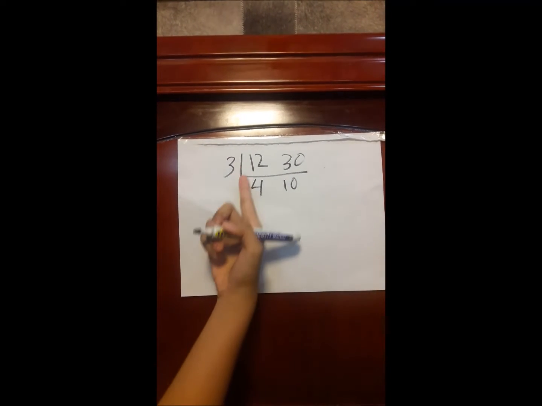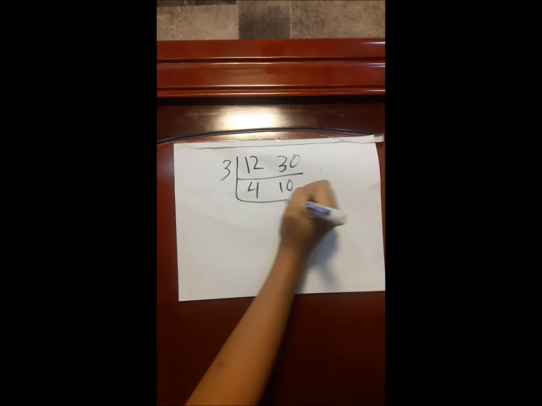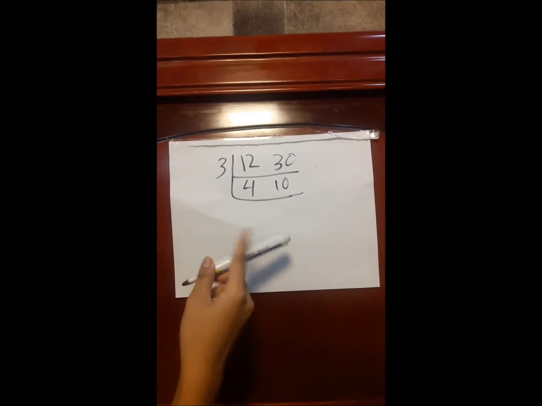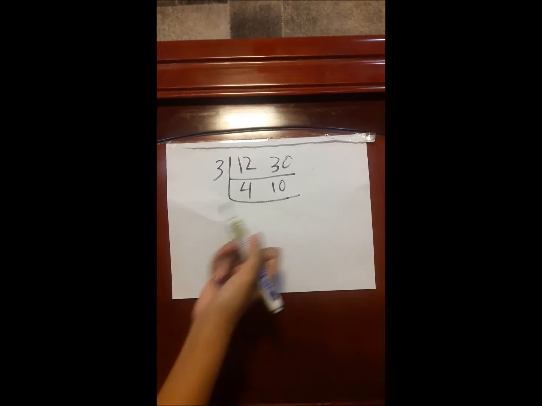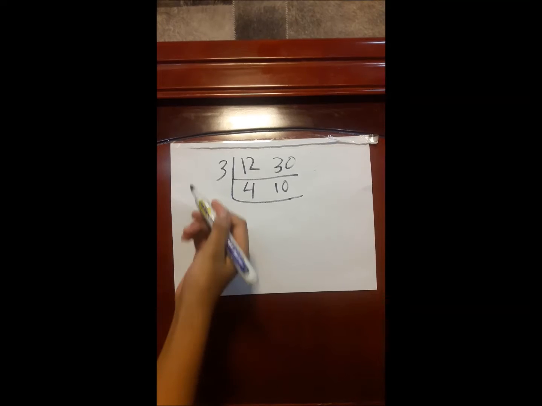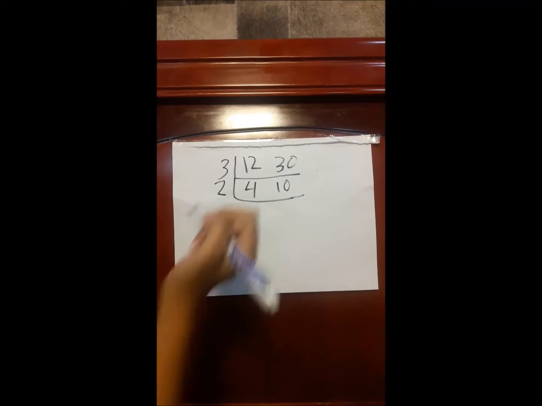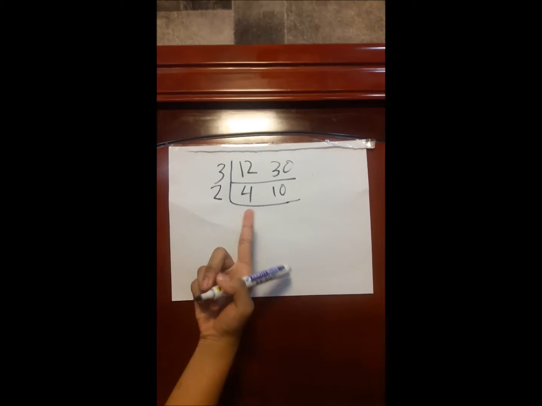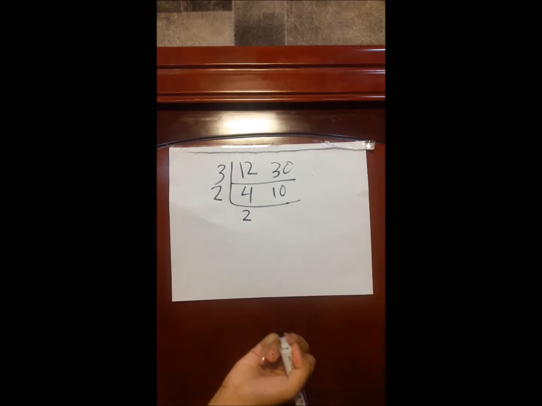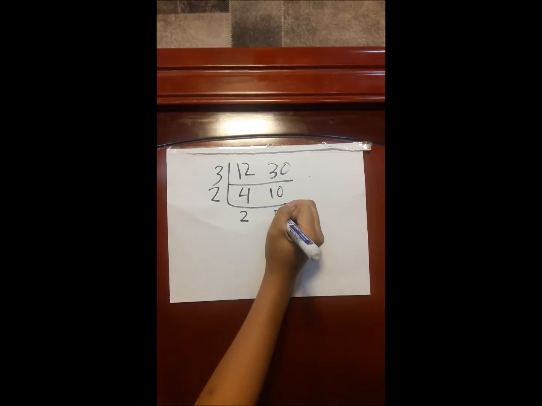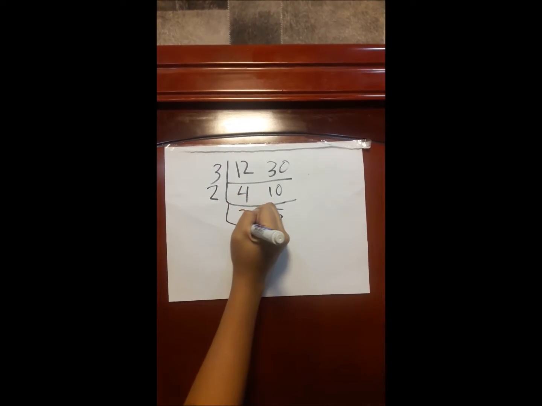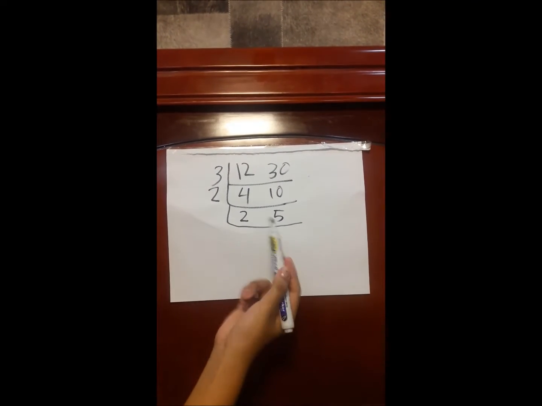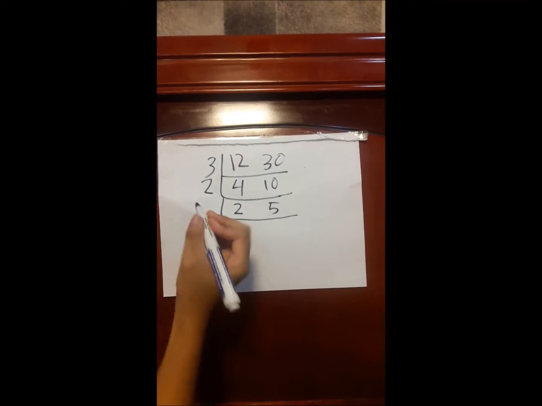And now let's make a small division bar. Let's check what number can divide both 4 and 10. That's number 2. So 4 divided by 2 is 2, and 10 divided by 2 is 5. And let's do the same step. Let's think about a number that can divide both 2 and 5. I think that will be the number 1.